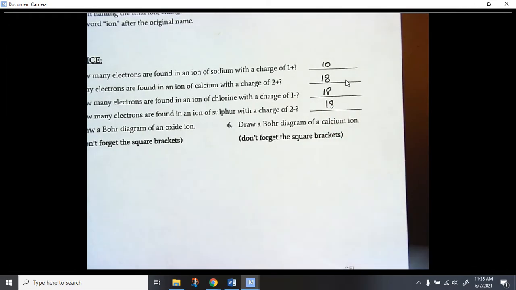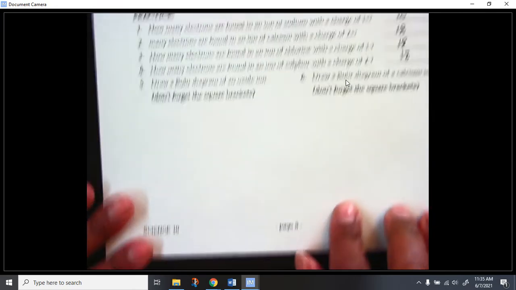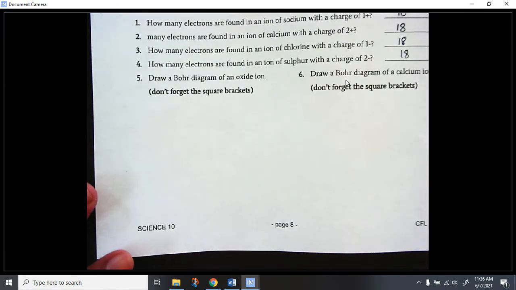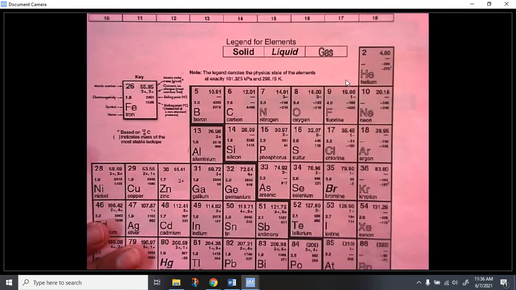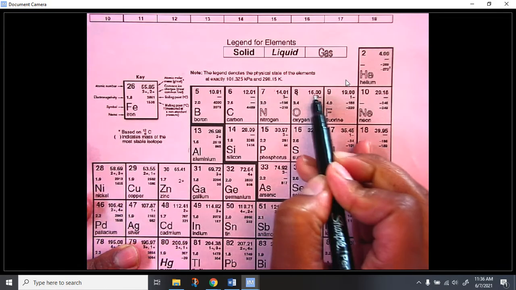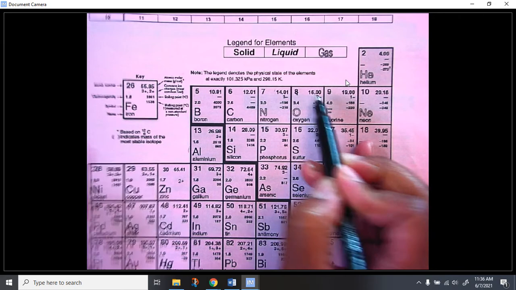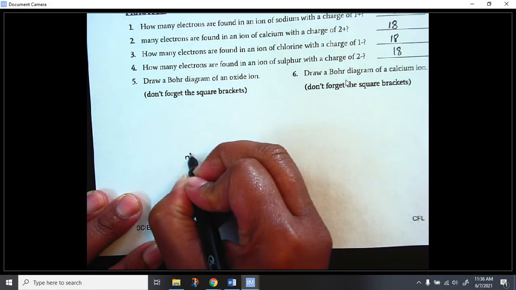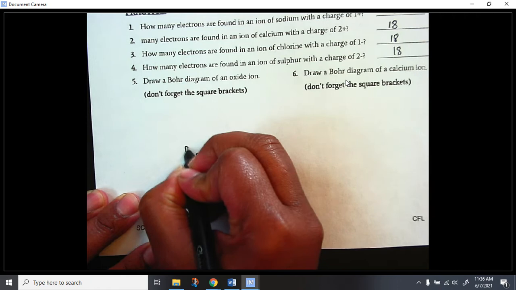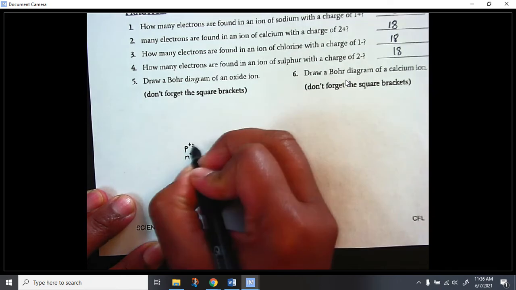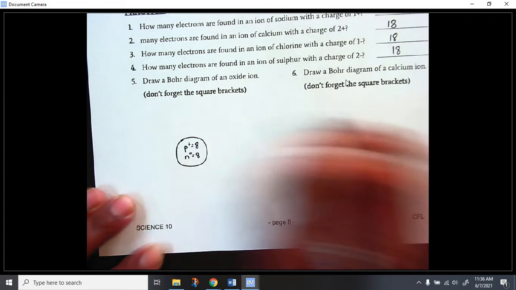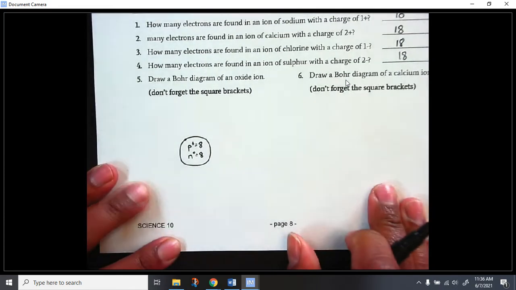Okay, so let's try another one here. Let's draw a Bohr diagram for an ion of oxygen. Okay, so oxygen is number 8. It has a molar mass of 16, so if I subtract the 8, I'm going to end up having 8 neutrons. So my neutrons is equal to 8. My protons is equal to 8 as well. So remember, atom, ion, it doesn't matter. Protons, neutrons are always going to be the same. So you can't actually use those to figure out if something's an atom or an ion.